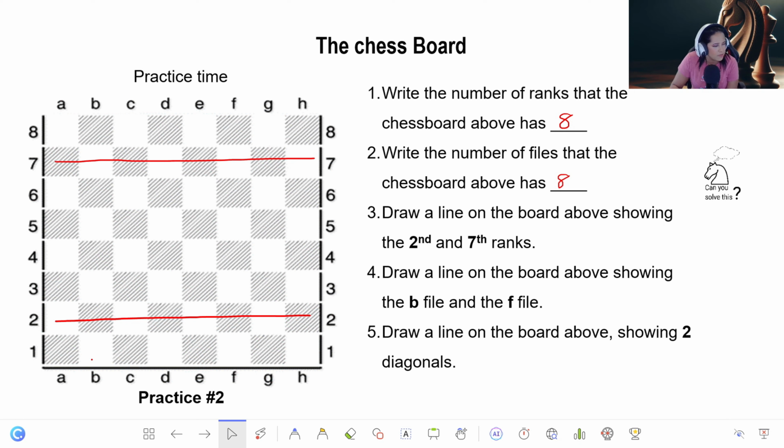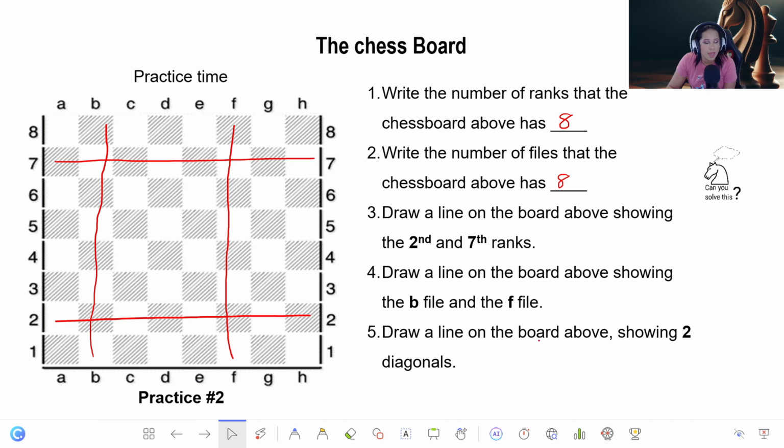And exercise number 4 says, draw a line on the board showing the B file and the F file. So let's look for B first. Remember, files are the ones that go up and down. So here is the letter B. Let's go up, straight. Well, kind of. And then the F file. Let's see if this one could come out a little more straight. Let's go up. And that's it. So that will be the B file and the F file.